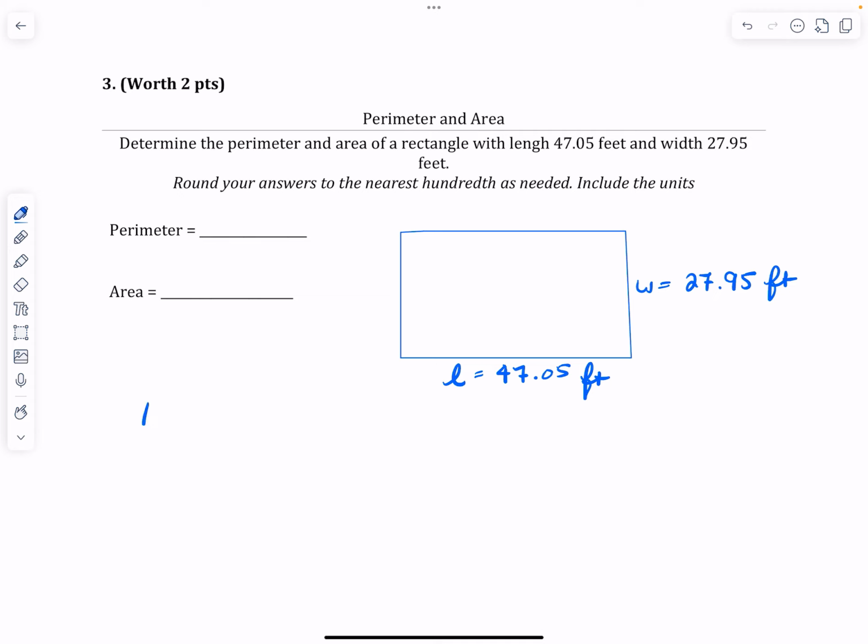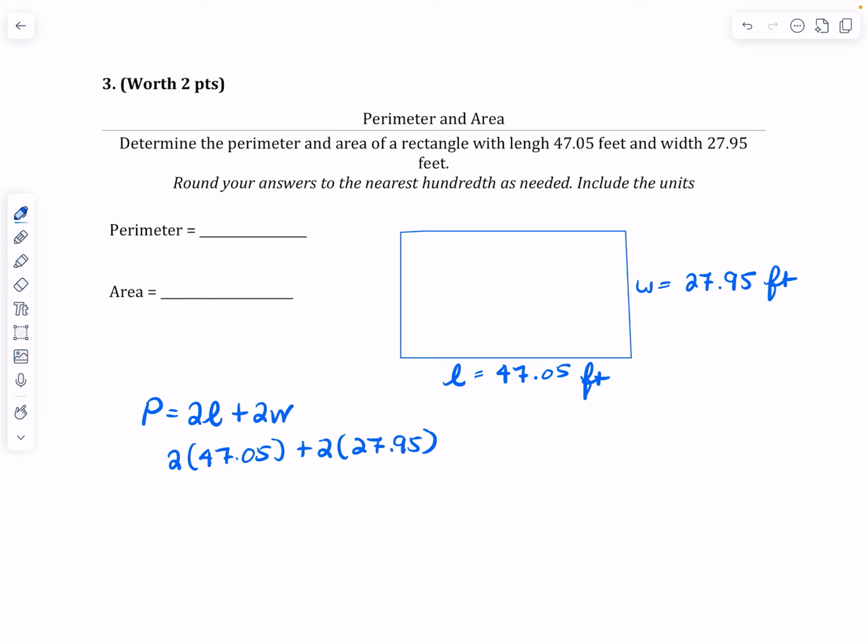So the perimeter, remember I have to add up all the sides. So you could put the 27.95 over here and the 47.05 up here, and just add them all up, or you could take the shortcut. The perimeter is 2 times the length plus 2 times the width. So 2 times the length is 47.05 plus 2 times the width, which is 27.95. All right, so let's figure out what that is.